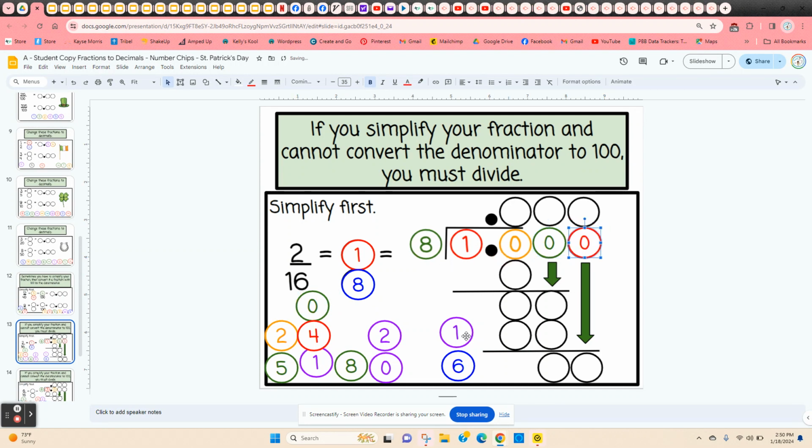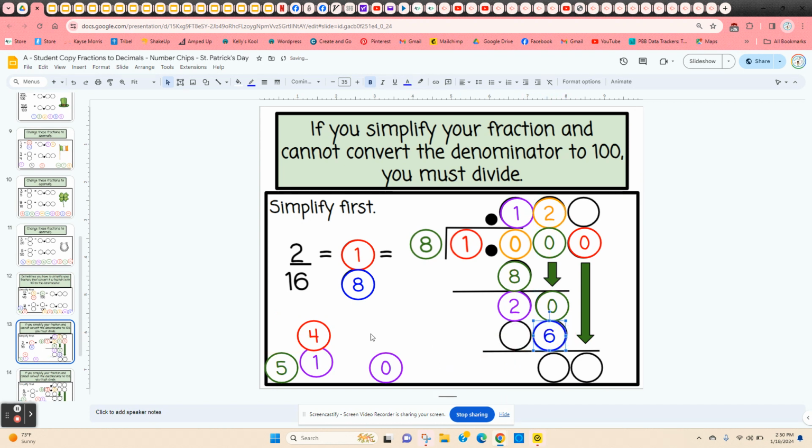8 goes into 10 one time. 8 times 1 is 8. Subtract, I get 2. Bring down a 0. 8 goes into 20 two times, which would be 16. And again, they're going to use every single number. Subtract, they get 4, bring down a 0, and then 8 goes into 40 evenly. So they'll get an answer of 125 thousandths.